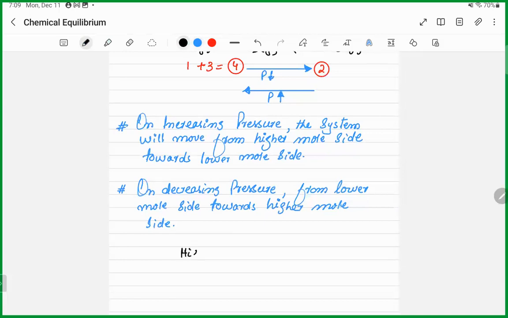लेट्स सपोज यू हैव हायर मोल साइड हियर, and this is a lower mole side.